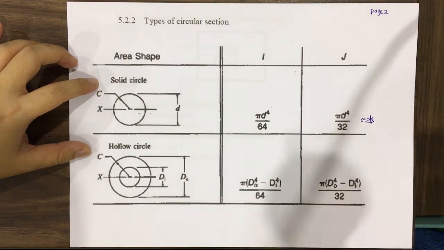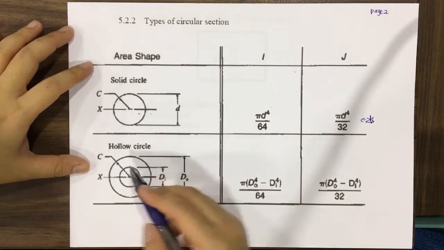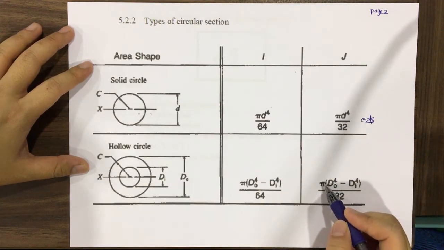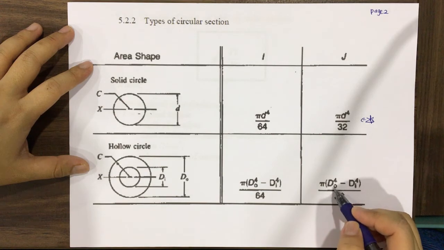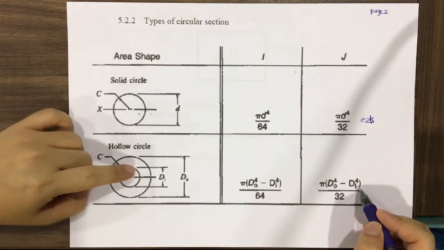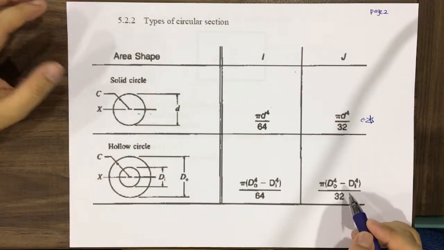For hollow circles, actually the formula is similar, you just need pi times d outer to the power of 4 minus d inner to the power of 4, over 32.